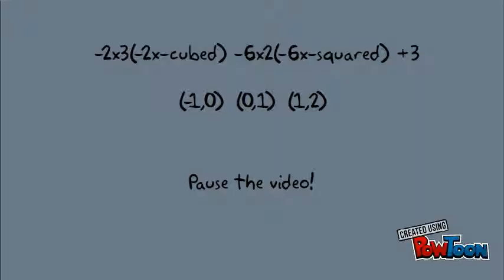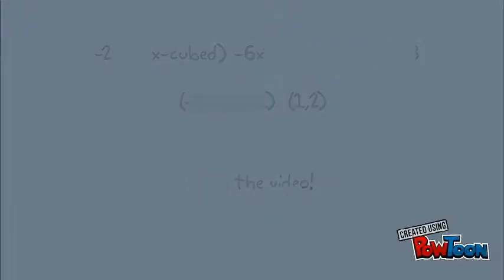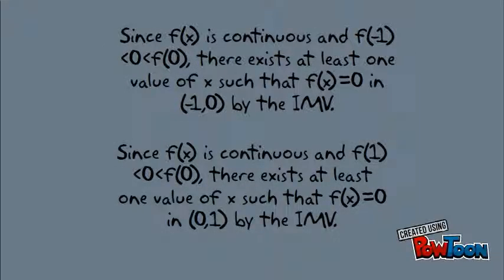Now it is your turn. Pause the video and use the intermediate value theorem to show that there are zeros between the following intervals using the polynomial -2x³ - 6x² + 3. These should be your two answers.